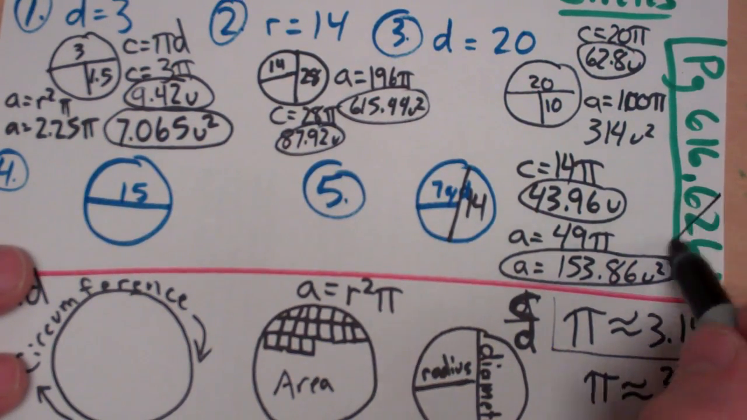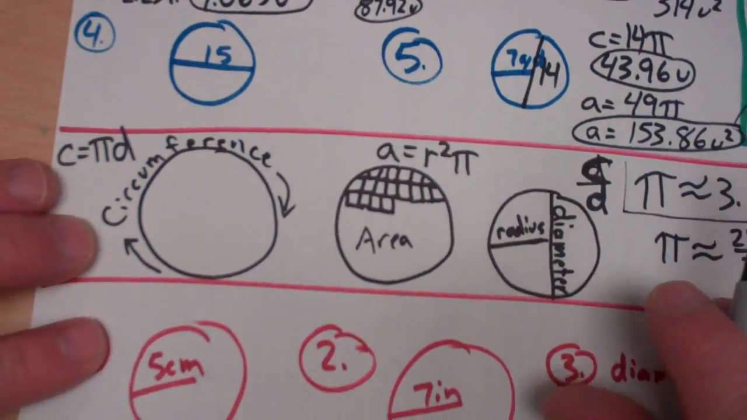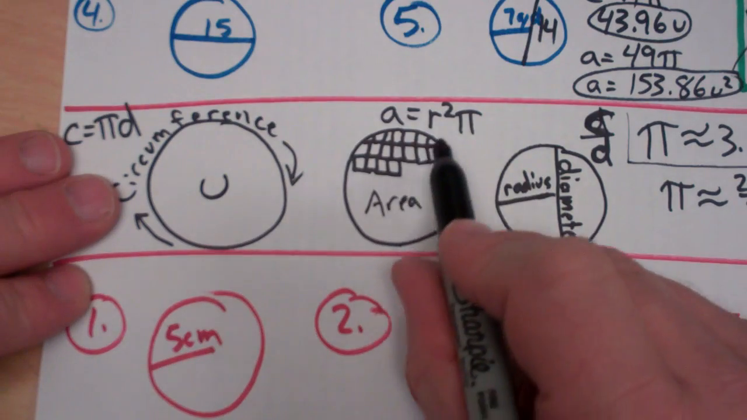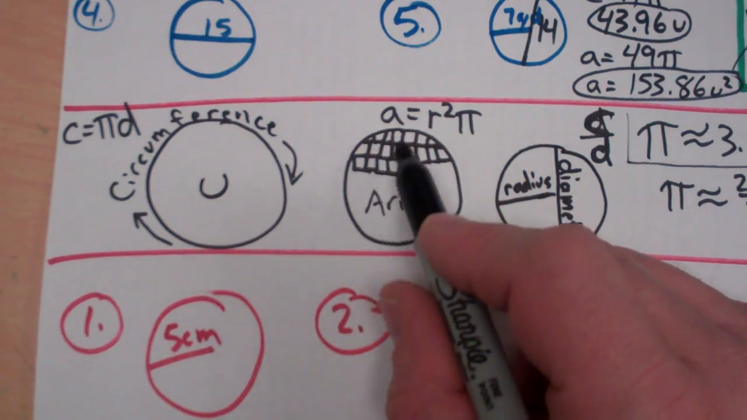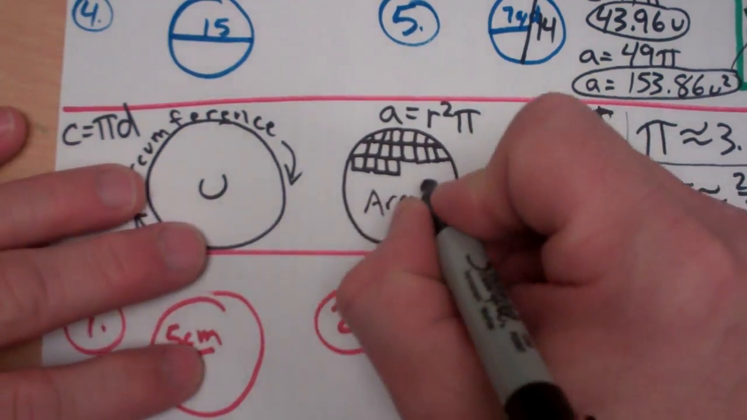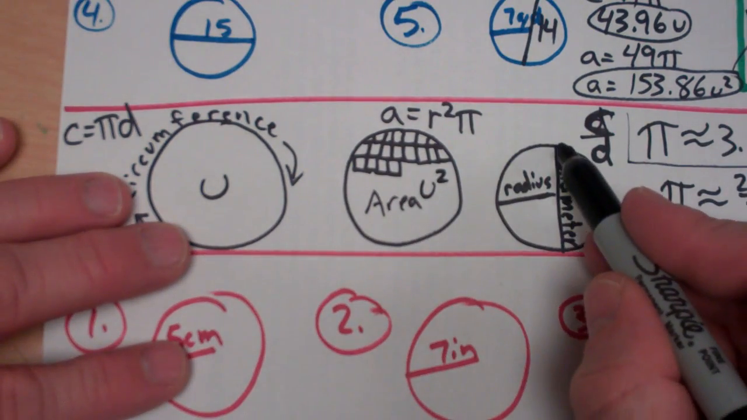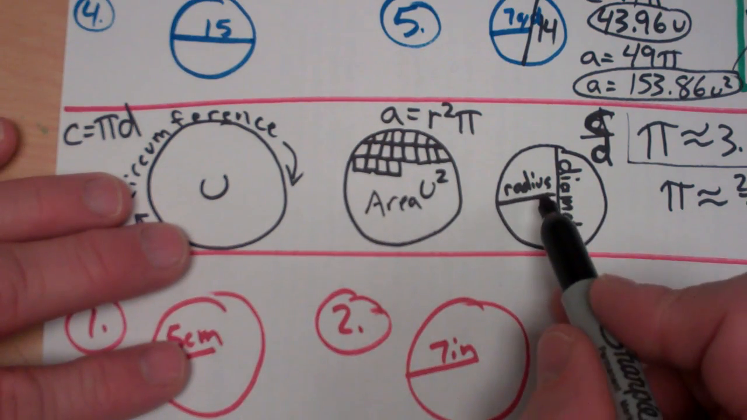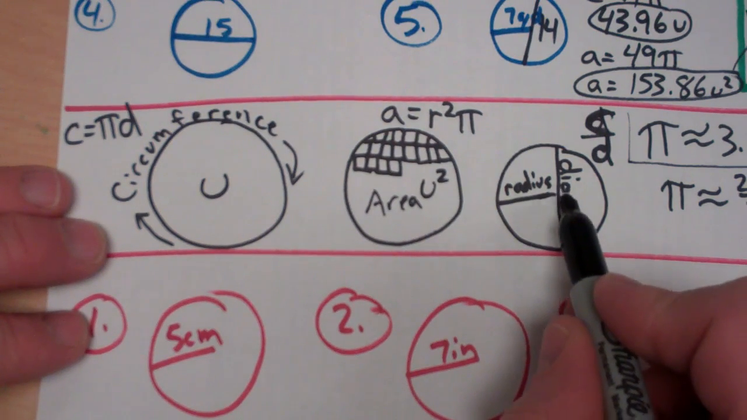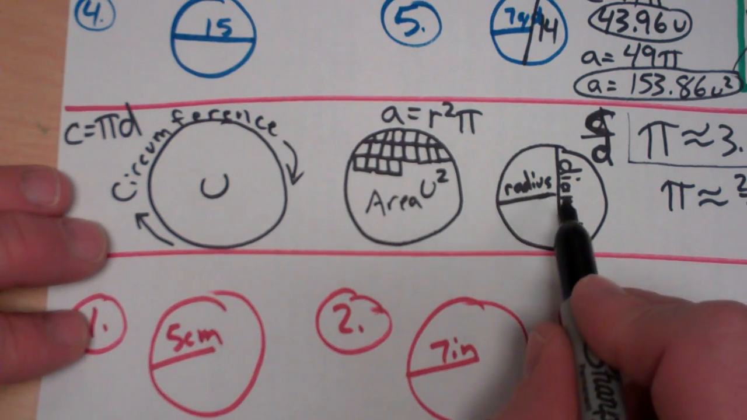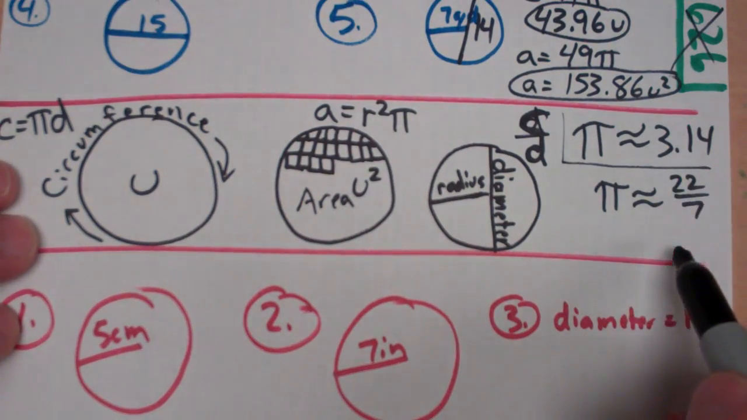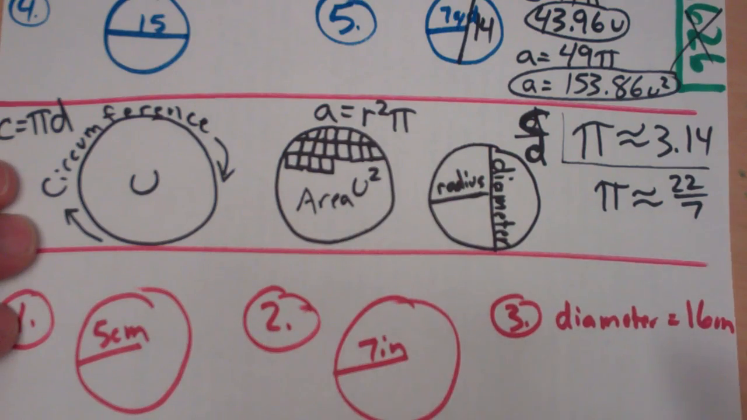So I don't think I'm going to do page 626 because we talked about that. Just maybe review real quickly. Circumference is the distance around. It's in units. Area is the number of squares it takes to cover it. That's in units squared. The diameter goes all the way across through the center. The radius goes from the center to a point on the circle. So you can divide by 2 to go from a diameter to a radius, or you can multiply by 2 to go from a radius to a diameter. And then, of course, the number you need to memorize: 3.14 is approximate pi, 22/7 is approximate pi.